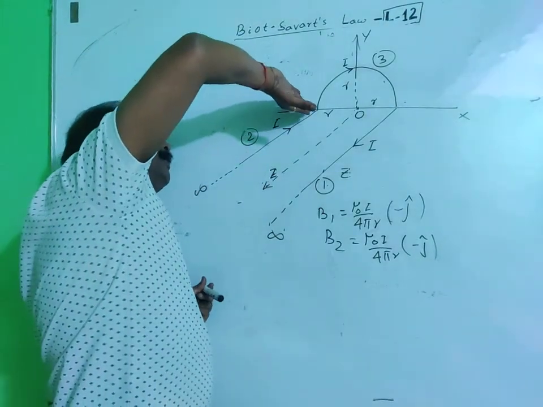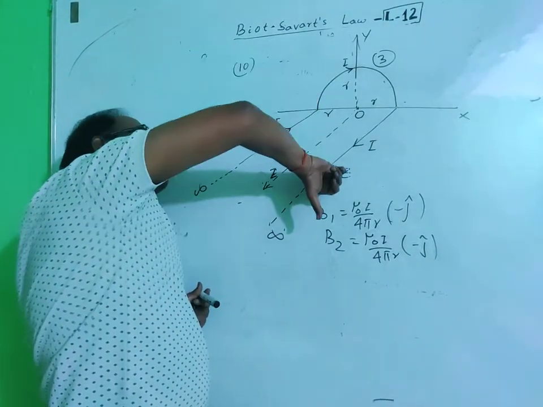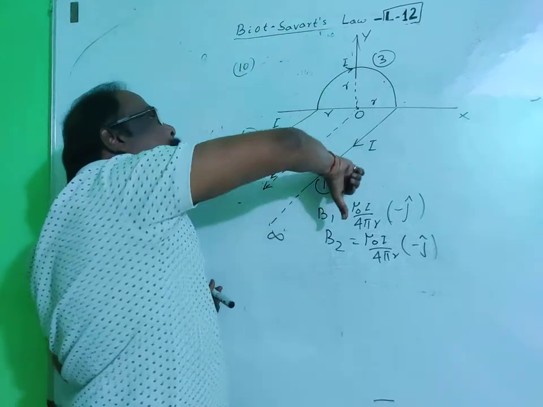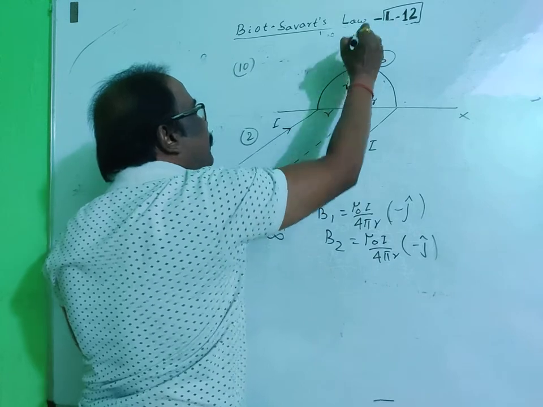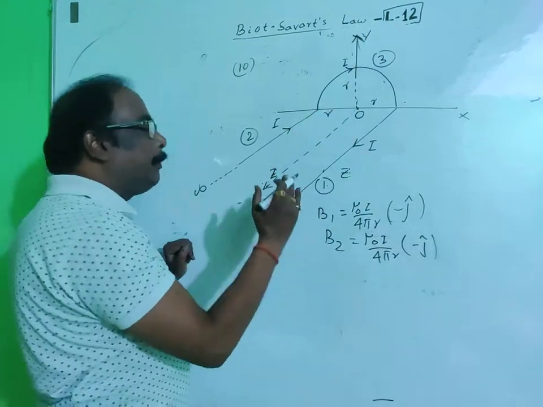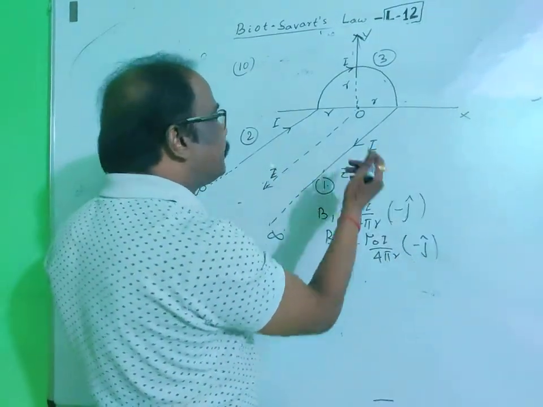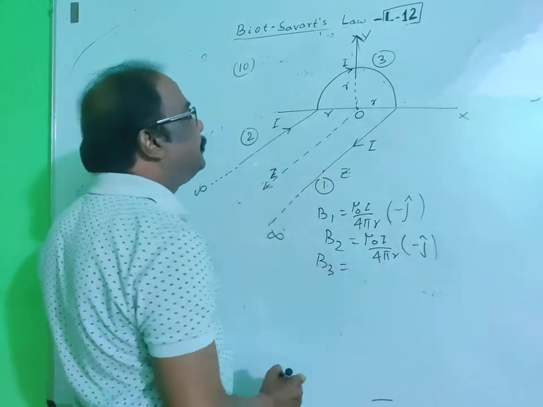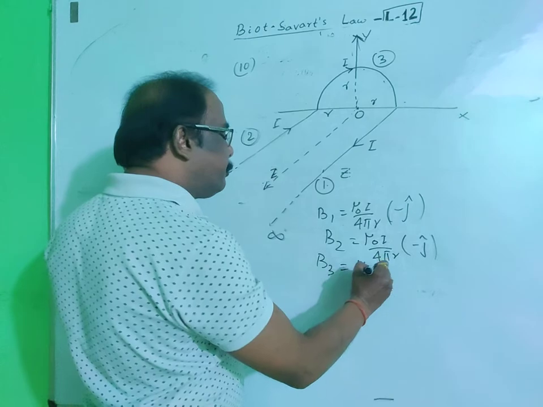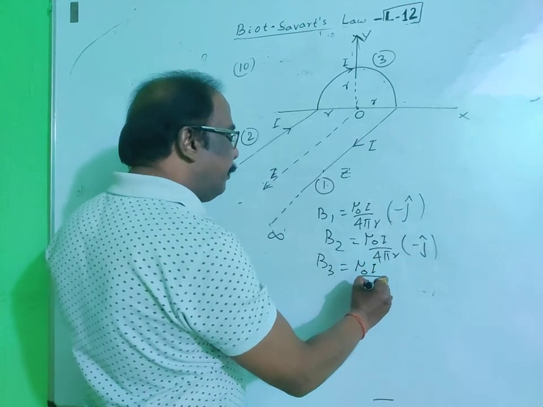Along this direction, current turns towards O, and the direction is downward. Downward means opposite to the positive y-axis. Opposite to the positive y-axis means along the negative y-axis. So the unit vector is minus j cap. Then for the semicircular part, the magnetic field is B3. You know its magnitude, mu 0 I by 4 r.